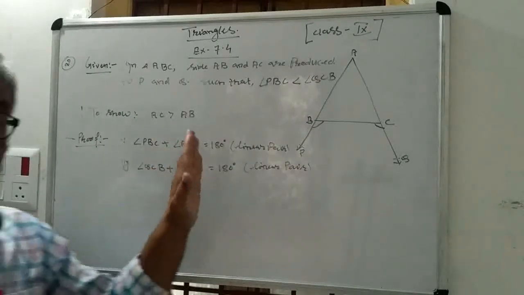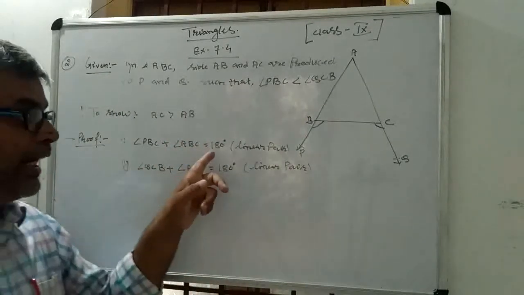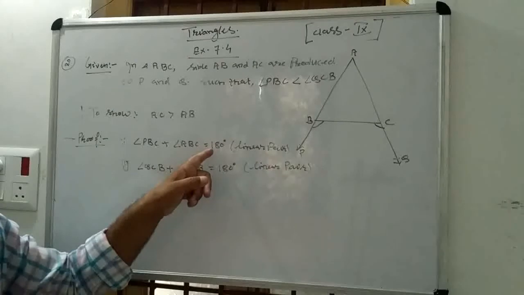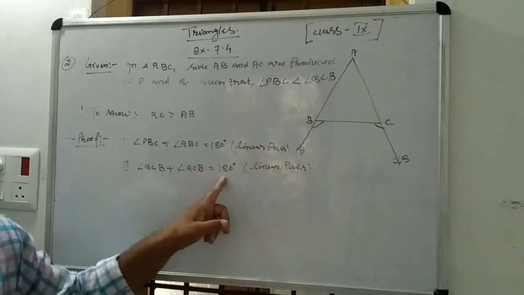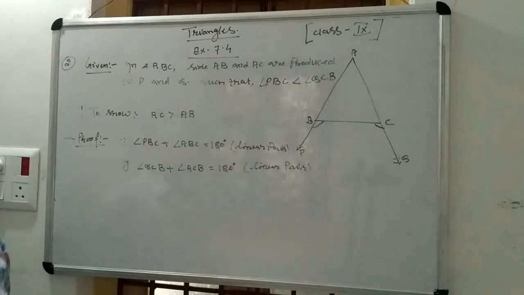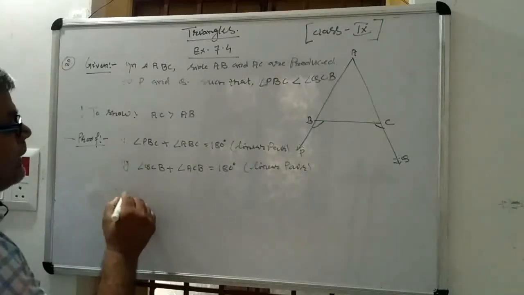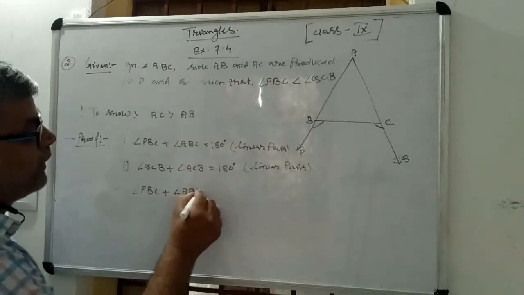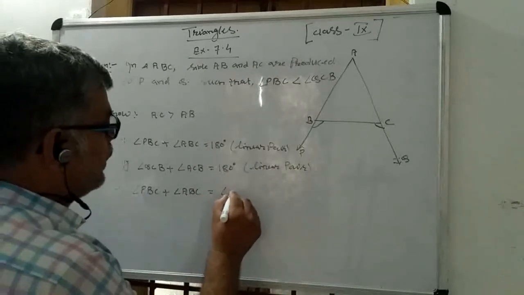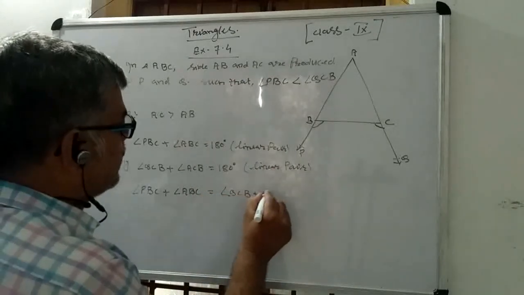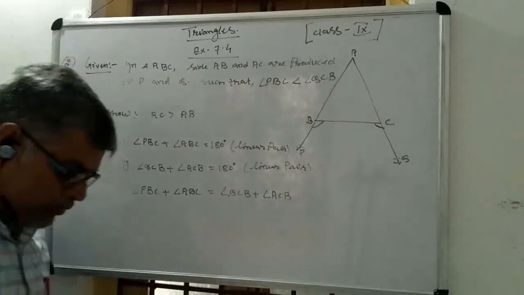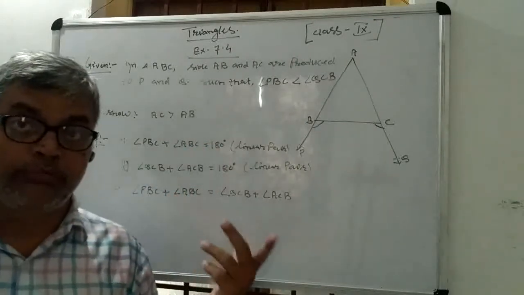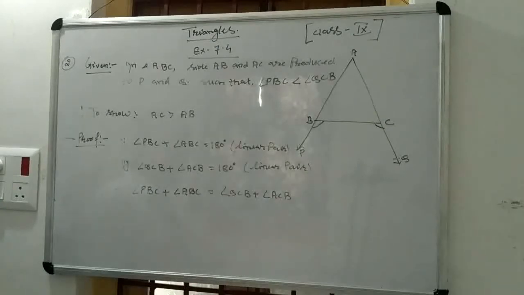Now when you equate these two equations, you can see that on their RHS it is equal. It means 180 degrees in both equations. So their LHS must be equal. It means that angle PBC plus angle ABC equals angle QCB plus angle ACB, from equations 1 and 2, because the sum of both parts is equal to 180 degrees.